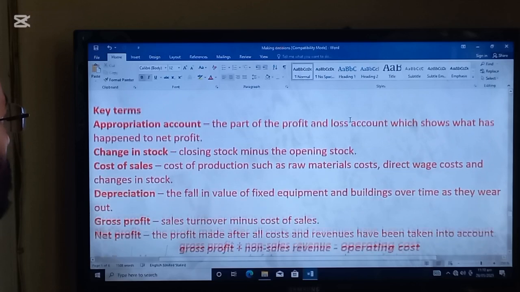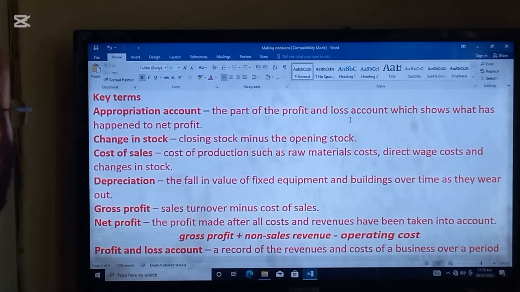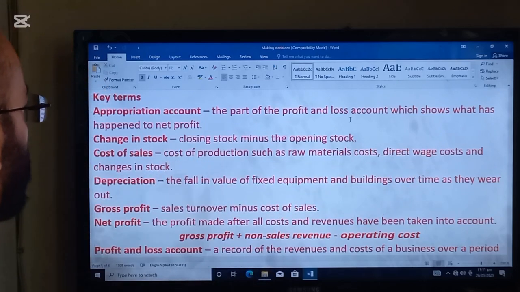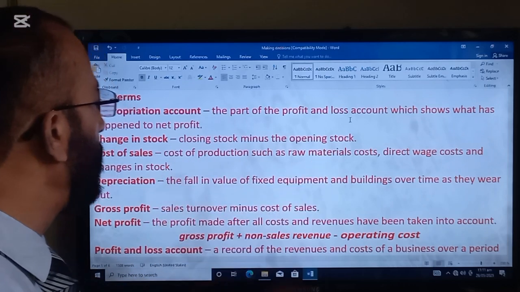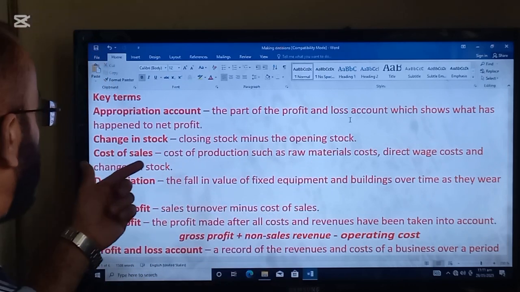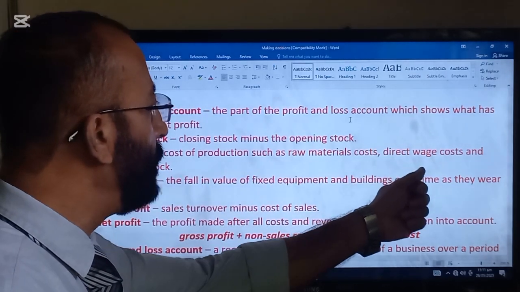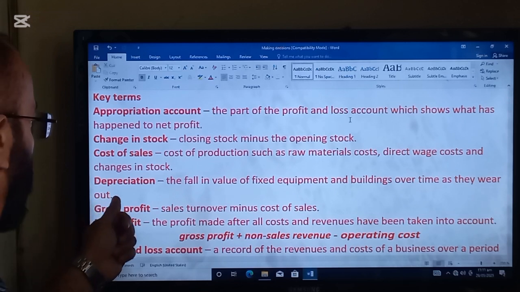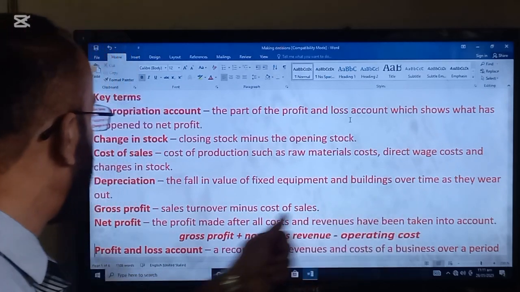Now we are going to read some key terms for this lecture. Appropriation account: the part of the profit and loss account which shows what has happened to the net profit. Change in stock: closing stock minus the opening stock. Next is cost of sales: cost of production such as raw material cost, direct wage cost, and changes in the stock. Next definition is depreciation: the fall in value of fixed equipment and buildings over time as they wear out.